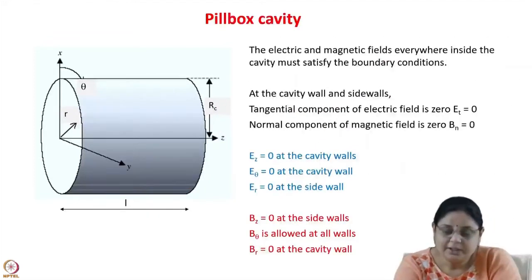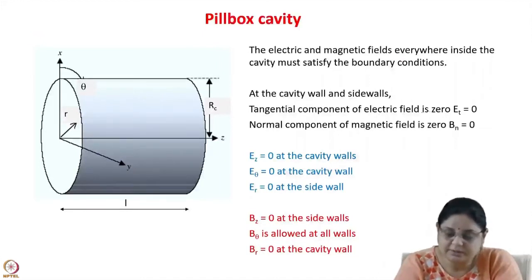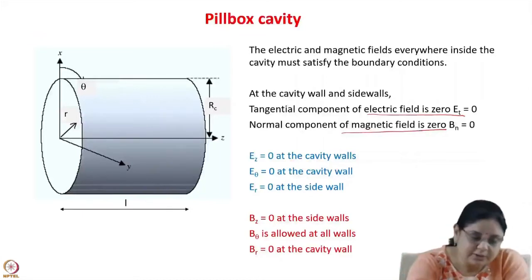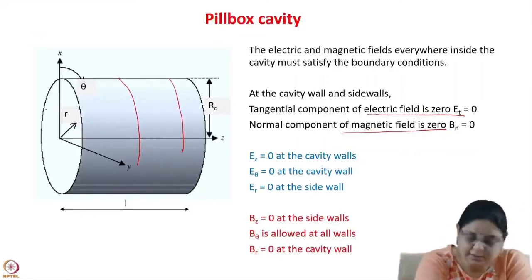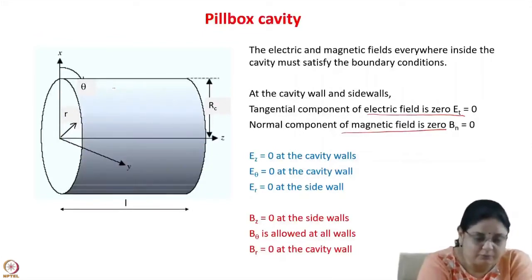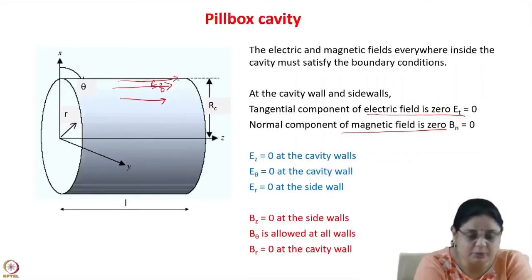Now in the pillbox cavity, the electric and magnetic fields everywhere should satisfy the boundary conditions. The boundary conditions, as we have seen, are that the tangential component of the electric field is 0 at the boundary and the normal component of the magnetic field is 0 at the boundary. So these are the cavity walls and this is the side wall. In order to satisfy the boundary condition, EZ is equal to 0 at the cavity walls. At this cavity wall here, EZ is the tangential component, so it should be equal to 0.